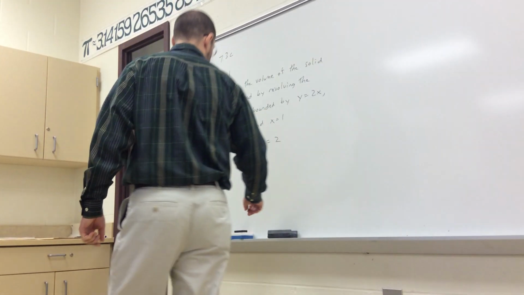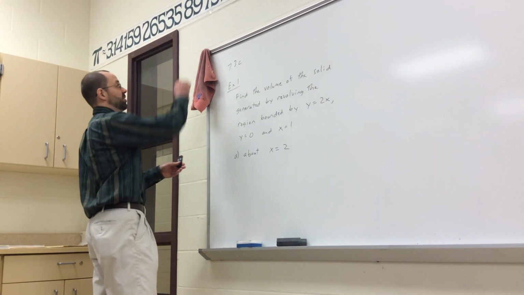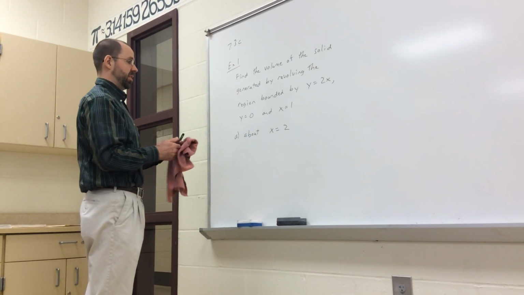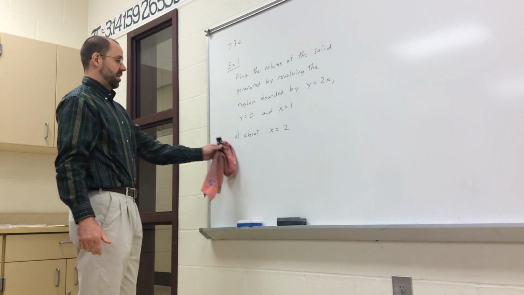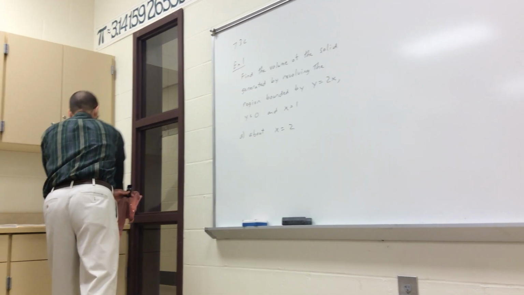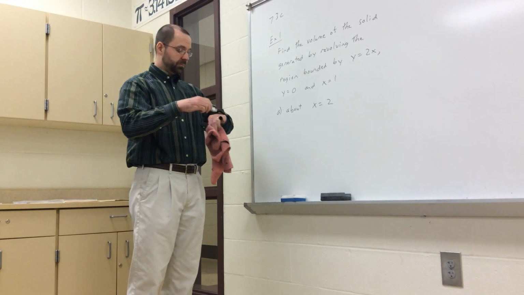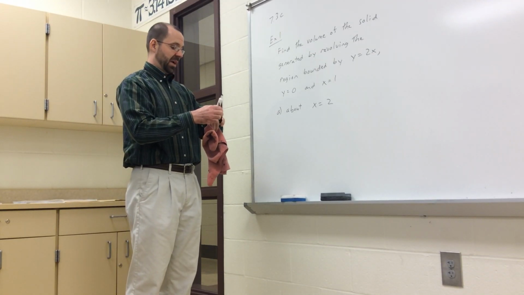So we're supposed to find the volume of the solid generated by revolving the region bounded by y equals 2x, y equals 0, and x equals 1, about the line x equals 2. So we always start off with the bounded region.